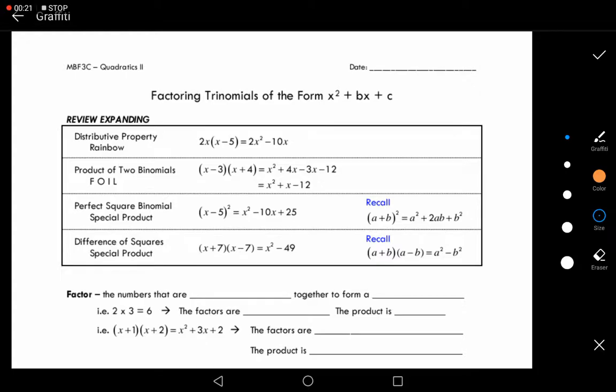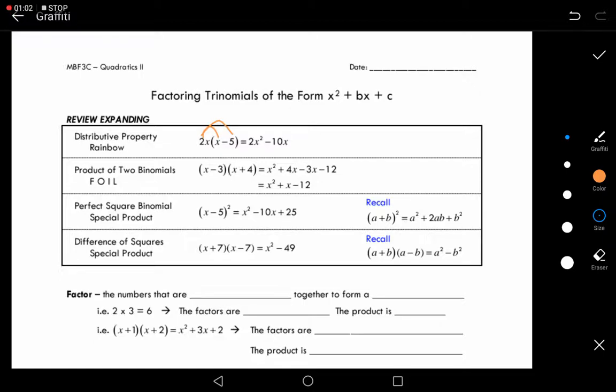Before we get into factoring, we're just going to do a quick review of the expanding properties that we looked at in the last two notes. The first is the distributive property, which we kind of refer to as the rainbow method. That is where you are just distributing the monomial out front to the binomial in the brackets, which again just means you're multiplying. So we got this product here by doing 2x times x gave us that 2x squared, and 2x times -5 gave us that -10x.